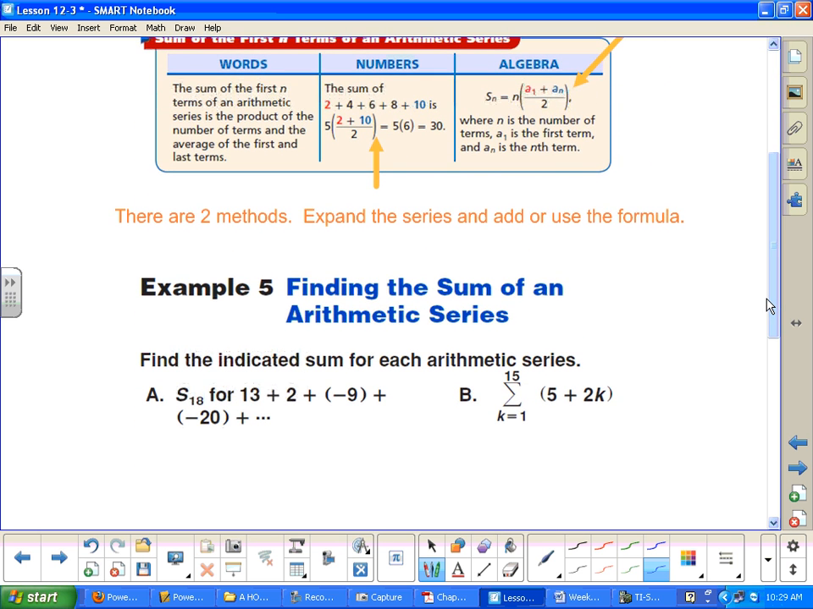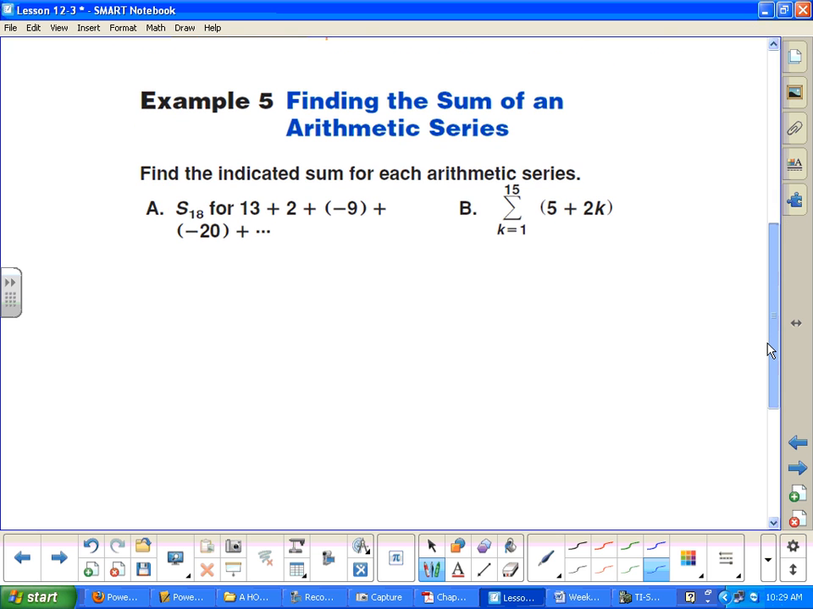So here we have 2 examples. They want us to find the sum. And I can put here, there are 2 methods. We could expand the series and add them together, or we can use the formula. All right? So letter A says S sub 18. That means they want us to find the sum of the first 18 terms. So to use the formula, I need to know the value of n, the first term, and the 18th term.